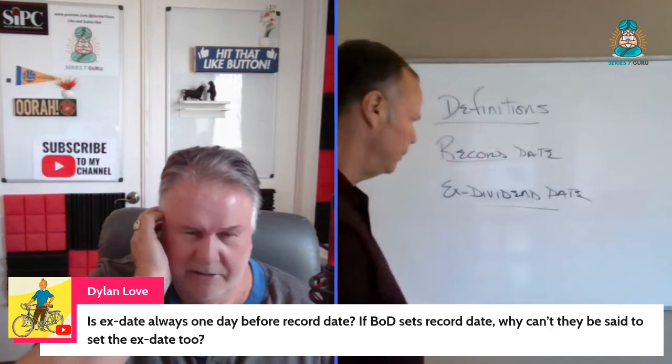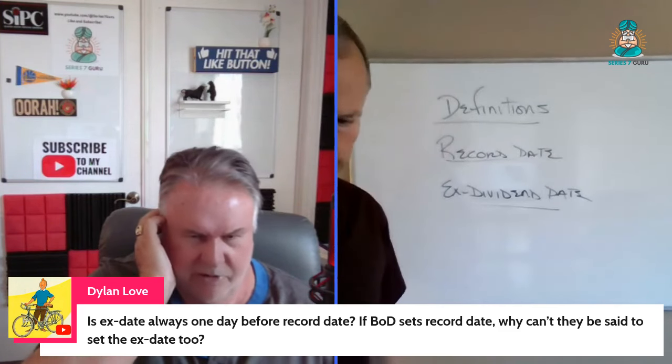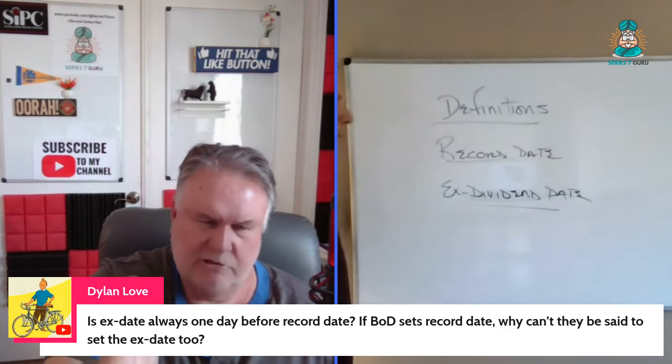So why don't they set the X date? Because they don't. The board has nothing to do with people buying and selling their stock. The board simply says, this is a communication to shareholders as of this date. That's called the record date. So that hasn't changed.